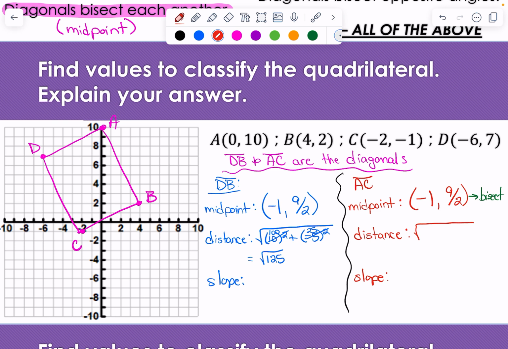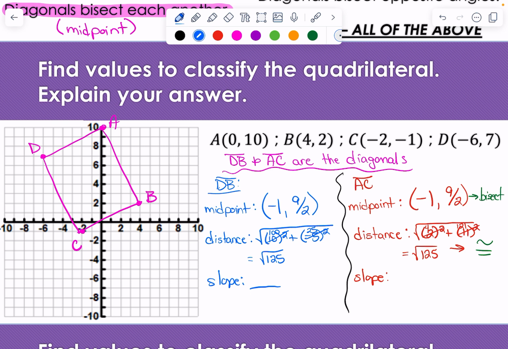What I want to focus on is, is it the same? So I'm going to go to the distance of AC. So 0 minus -2 is 2 squared. 10 minus a -1, that would be 11 squared. 2 squared is 4. 11 squared is 121. So that is going to equal the square root of 125, which tells me that those two are congruent. Okay, so that's the next step. So now I know it's a parallelogram, but it's also more specific. It is a rectangle.